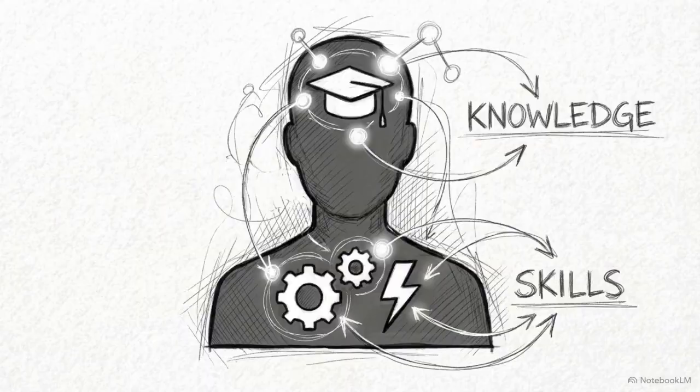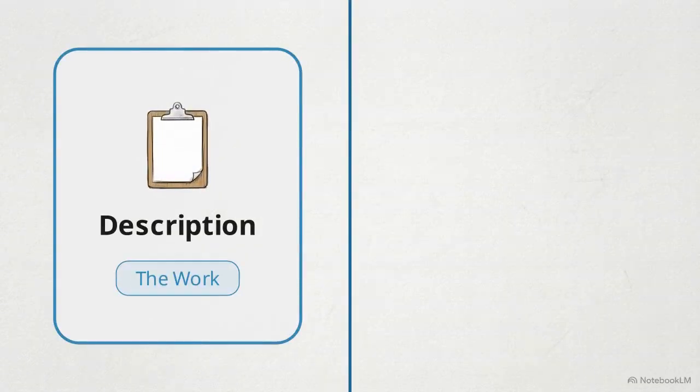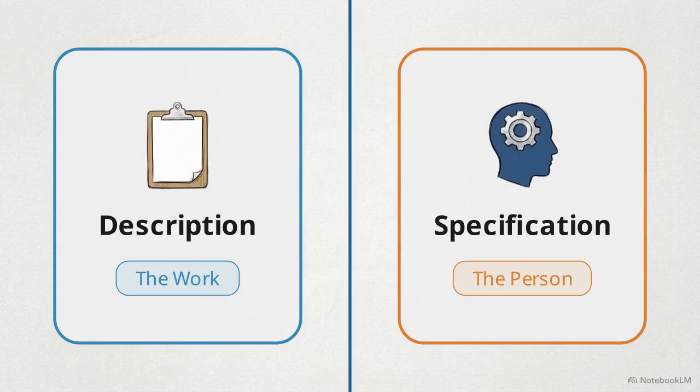minutes. With the work defined, Step 5 requires extracting the specific human requirements needed to successfully execute those duties. This forms the job specification. The boundary here is strict. The description outlines the work, while the specification outlines the person.